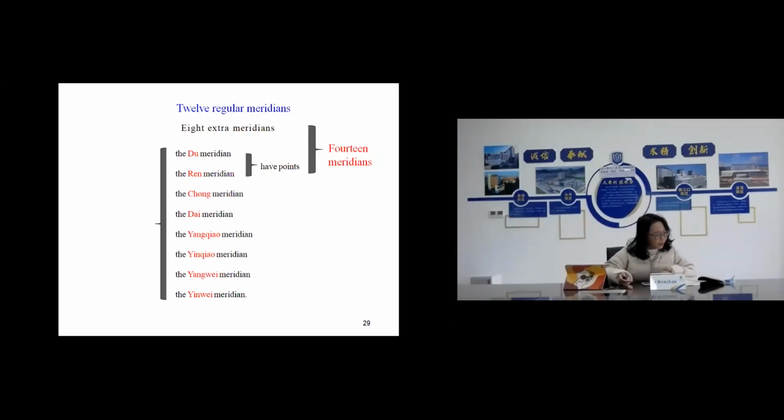Here are the 12 regular meridians. And then I will introduce the 8 extra meridians. The 8 extra meridians refer to those meridians that have a specific function, and include 督 meridian, 任 meridian, 冲 meridian, 带 meridian, 阴跷, 阳跷, 阴维 and 阳维 meridians. So here are the 8 extra meridians.